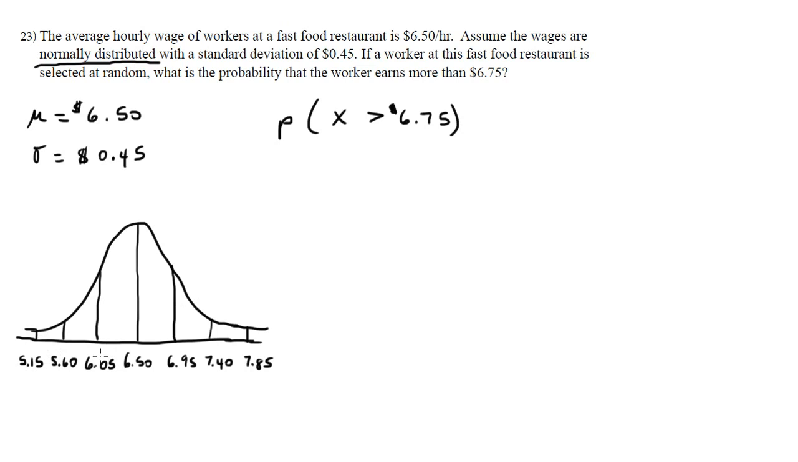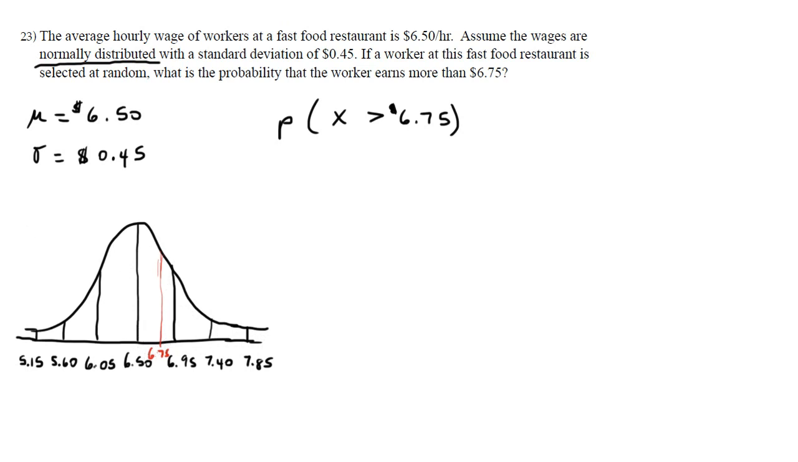So in general, for the normal distribution, we know that 68% of our values are within one standard deviation of the mean. If I go 2 standard deviations, between 5.60 and 7.40, that's 95%. And then 5.15 to 7.85, that's 99.7% of my values. But this problem is asking about $6.75, which is somewhere here, maybe. It's not on one of those indicators that are exactly 1 standard deviation away, or 2, or 3. It's in between.